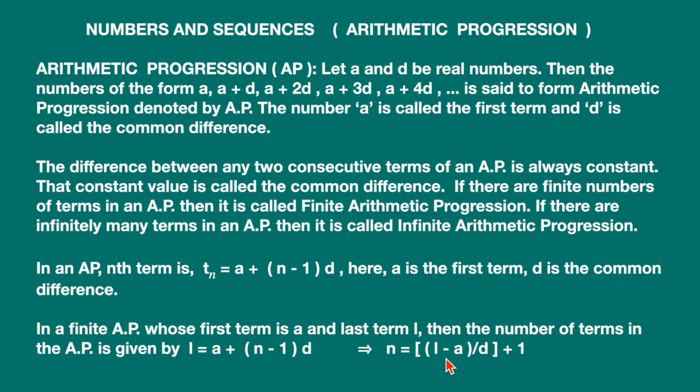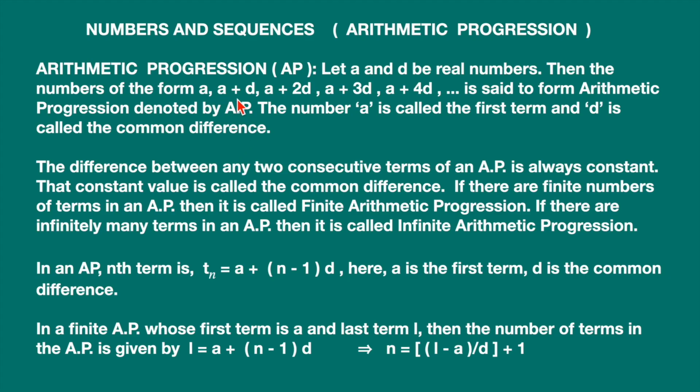We are studying the second chapter, Numbers and Sequences. Today's topic is Arithmetic Progression. Let's look at the definition. Let A and D be real numbers. Then the numbers of the form A plus D, A plus 2D, A plus 3D, A plus 4D, and so on, are said to form an arithmetic progression, denoted by AP. The number A is called the first term. D is called the common difference.